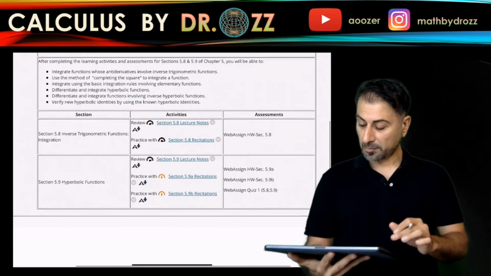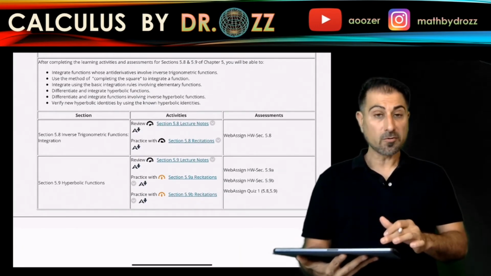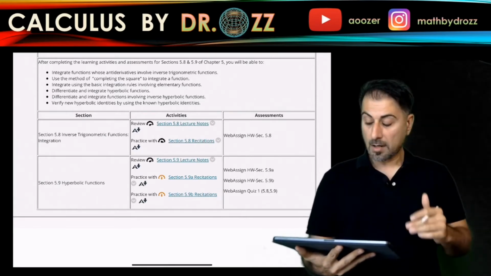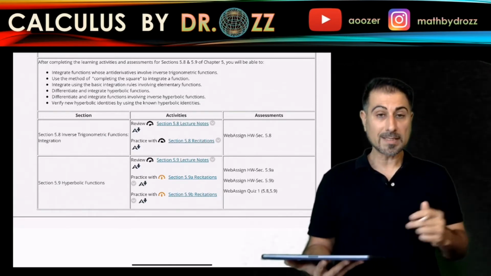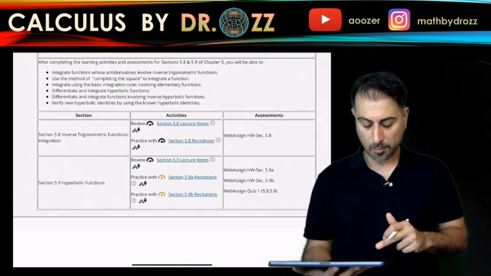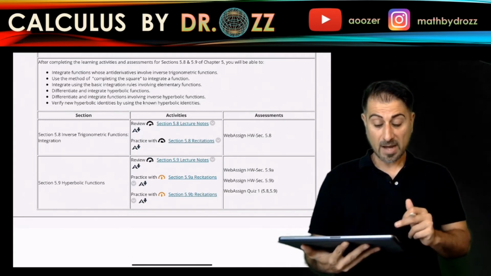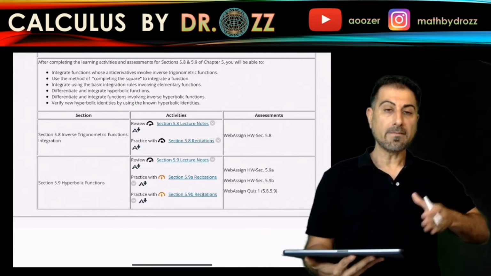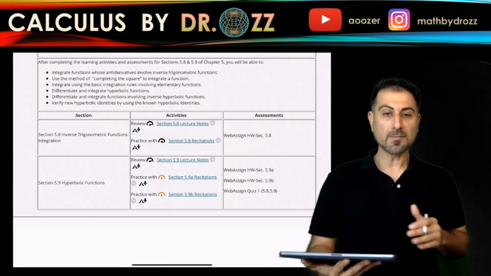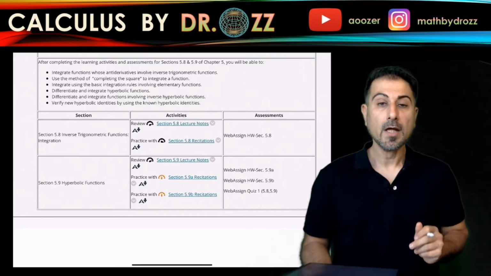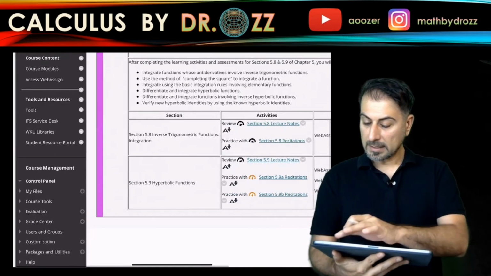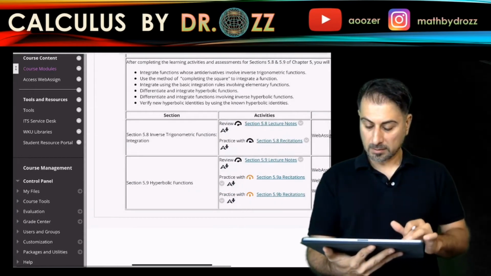For example, for 5.8 you have homework 5.8, and once you're done with that you can jump to 5.9. You have two homework assignments for that, 5.A and 5.B. And after completing every two sections, you have a quiz for that. So as you see, you have quiz 1 covering 5.8 and 5.9. Okay, let's look at another course module just to give you some idea.